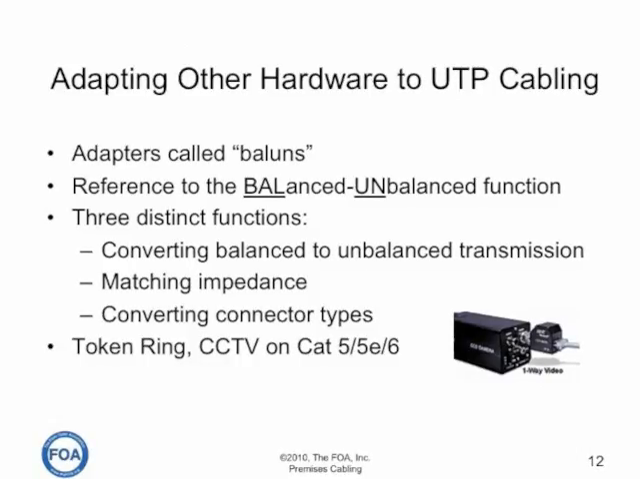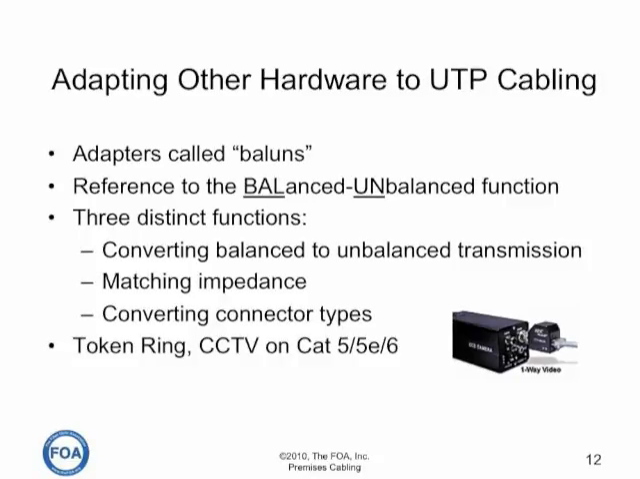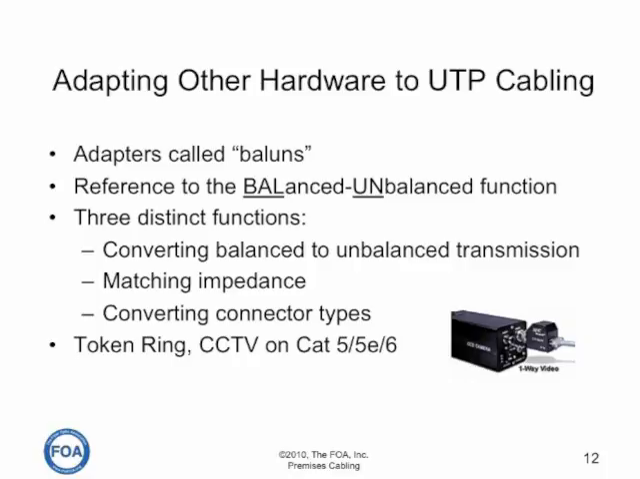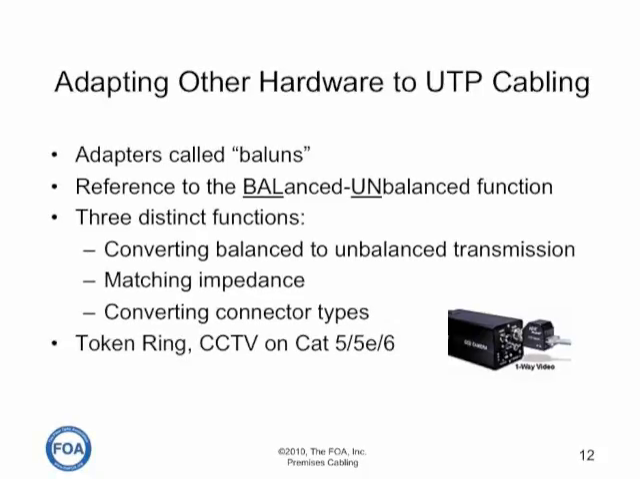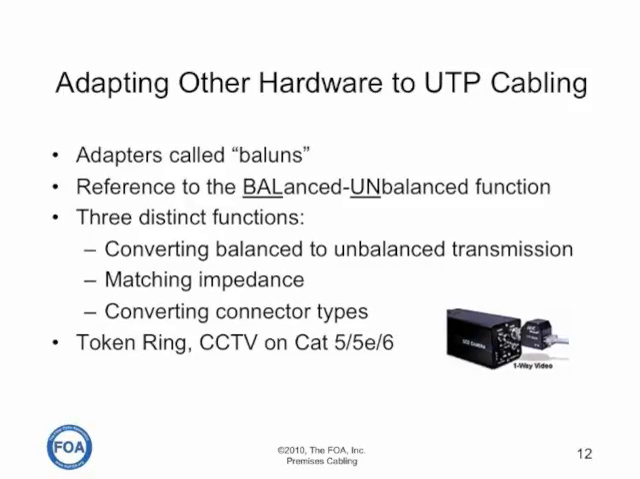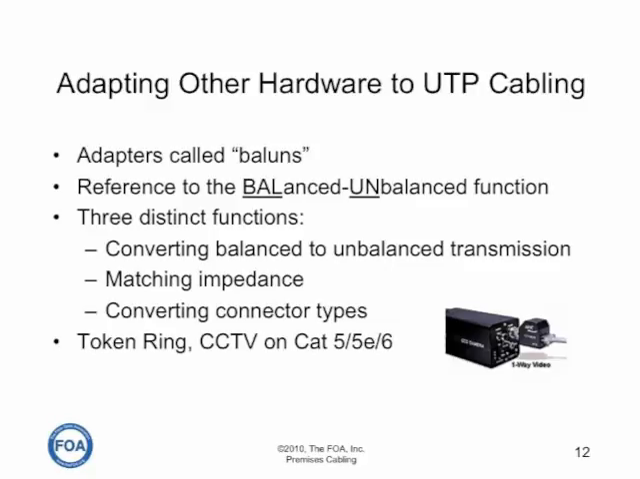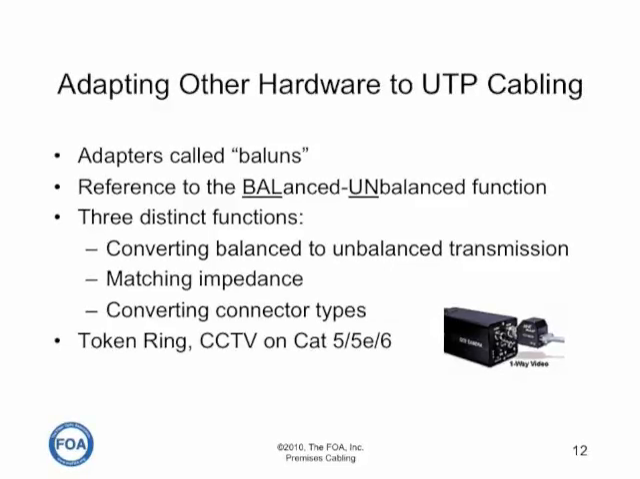Even types of systems not designed to operate on unshielded twisted pair can be adapted. For example, systems that run on coax can use a balun to convert balanced to unbalanced transmission and transmit it over pairs on the UTP cable. Other systems like token ring or closed circuit TV can be converted using specialized devices. Fiber can even be converted, of course, using media converters.